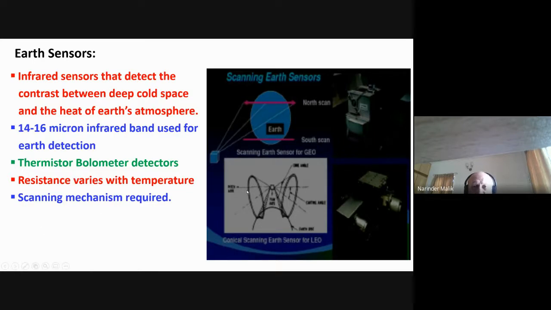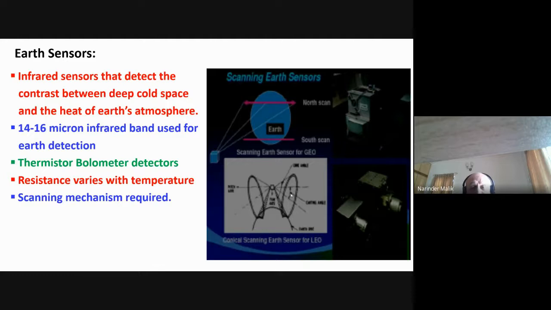Now, for a low Earth orbiting satellite, because Earth is very large in angular size from 600 kilometers, typically more than 100 degrees, you have a scanning motor. This motor will be scanning the Earth, and when it looks at deep space, the signal will be low. When it looks at the Earth during the scanning motion, the signal will be sensed by the detector. There are two scanners, one on the north side and one on the opposite side.